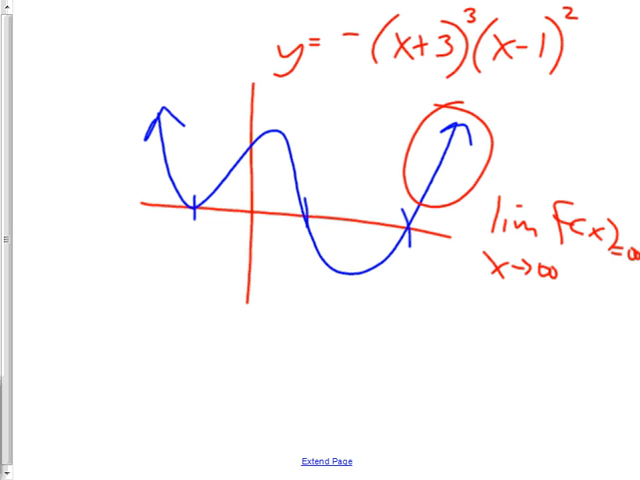I want you to sketch it for me. This is a totally wrong sketch. I just whipped something up there. Make the correct sketch for this, and then tell me the limit statements for the right and the left end. I'll pause for a second while you give this a shot.